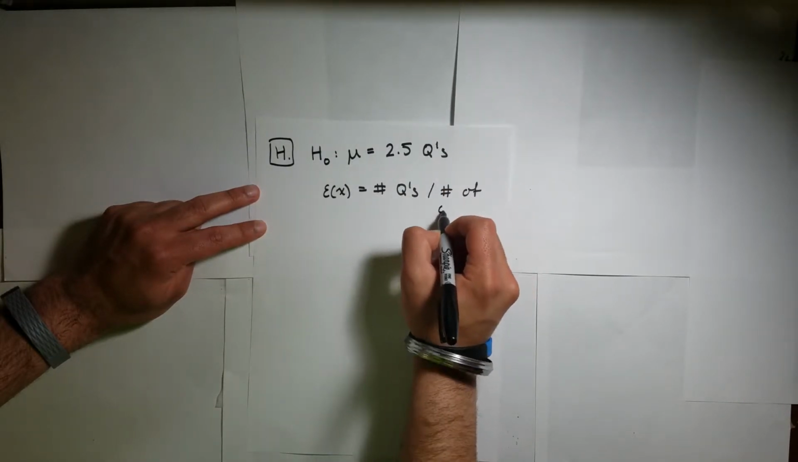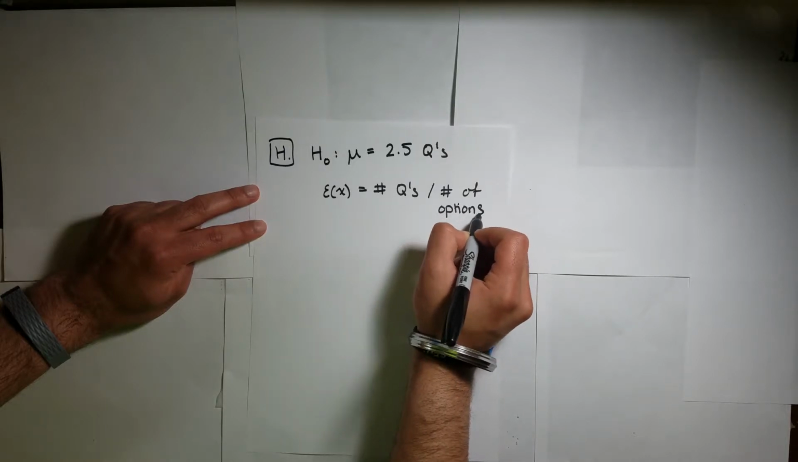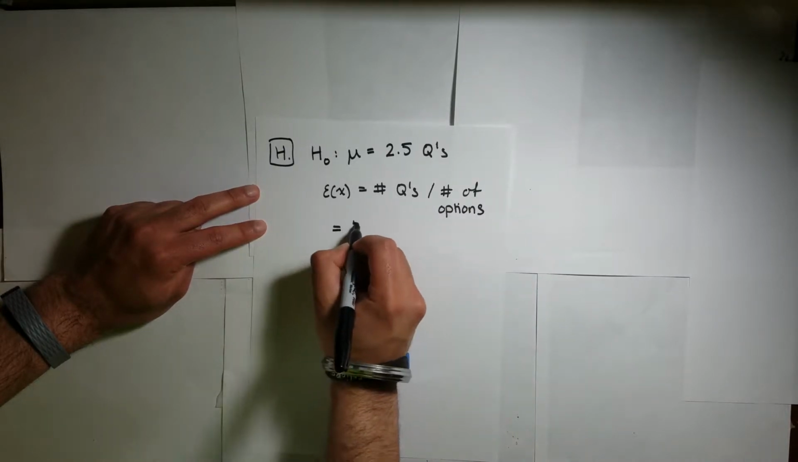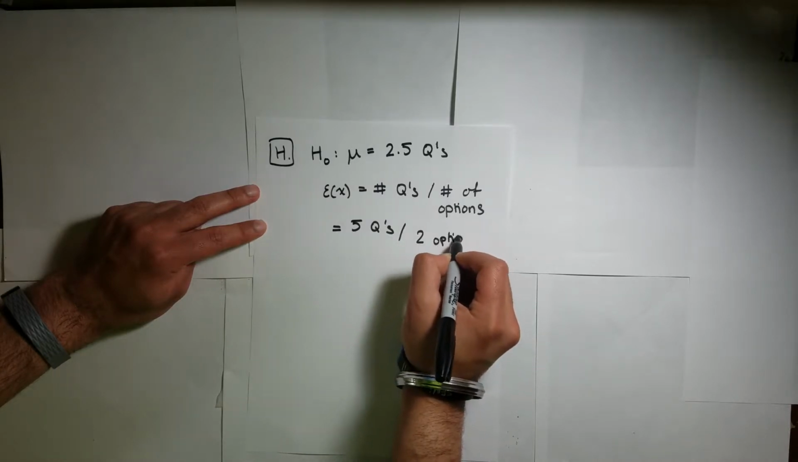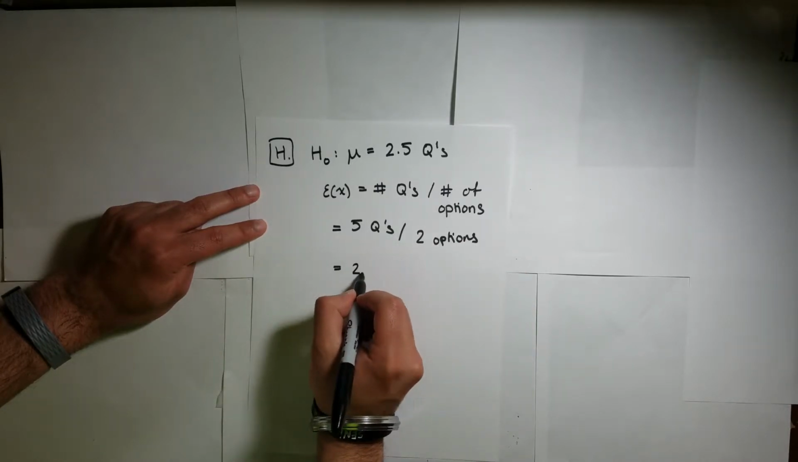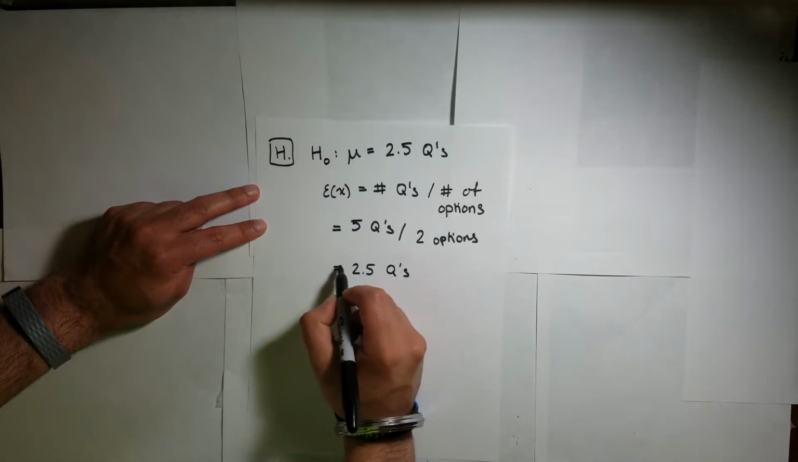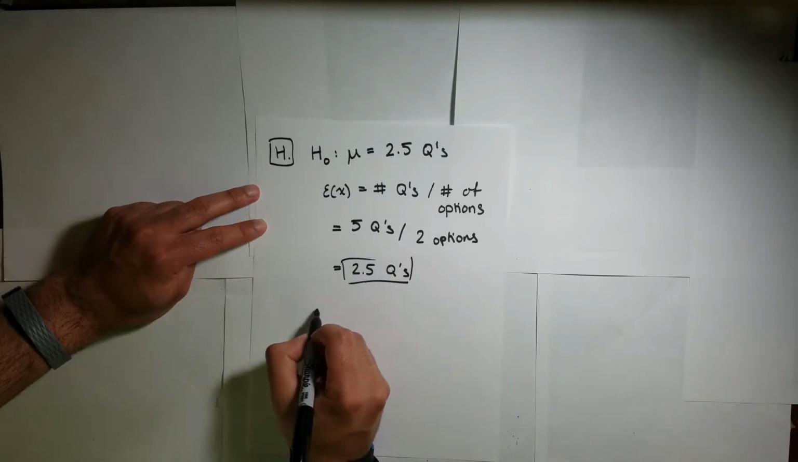For us, it was 2.5 questions, and we came up with this because of the expected value for our specific experiment. To find the expected value, we divided the number of questions by the number of options each question had, which was 5 divided by 2, which gave us our 2.5 questions.